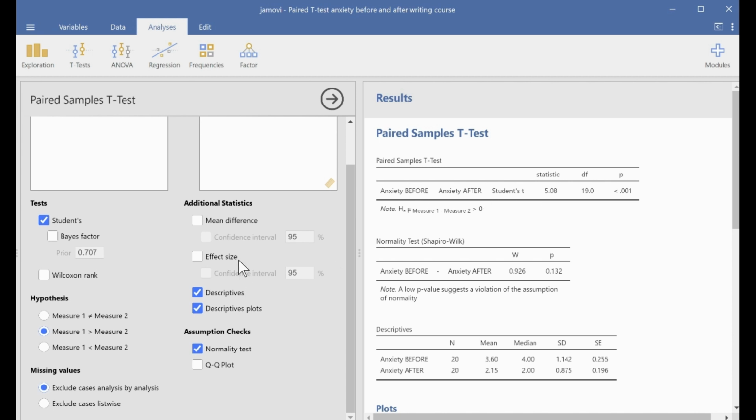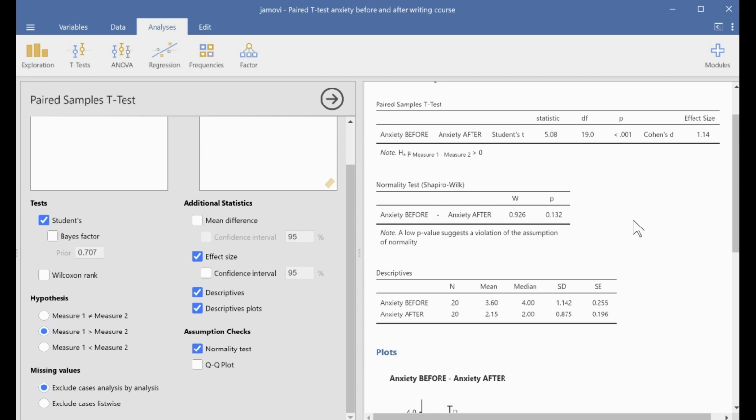The last thing I want to do here, I want to check effect size. This is done with Cohen's d, and you see it comes up here. Once again, I remind you that effect size relates to the practical significance of the result I've got. 0.2 is a weak effect, 0.5 is a medium effect, above 0.8 is a strong effect. Here I have 1.14, that's a very strong effect. So I have a good result here for my study.